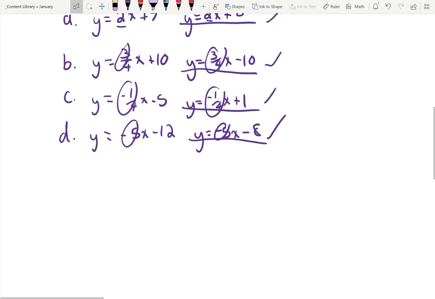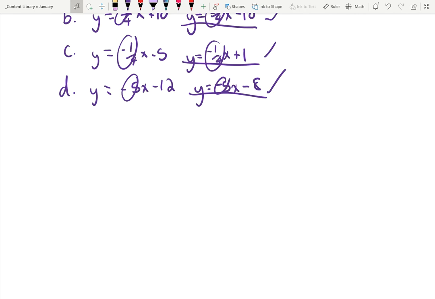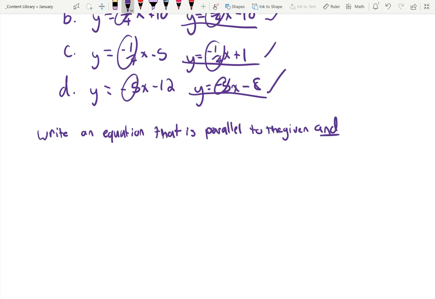But let me add one level of difficulty to this for you, okay? So let's try our next set of problems. Write an equation that is parallel to the given, and here's my next bit of difficulty, and goes through the given point. Okay, so we're adding a little bit more specification. It has to go through a certain point.